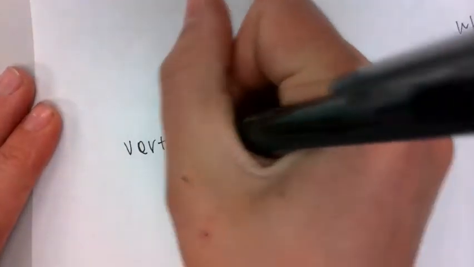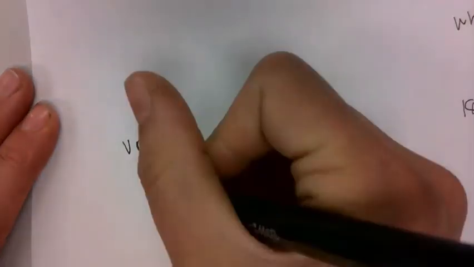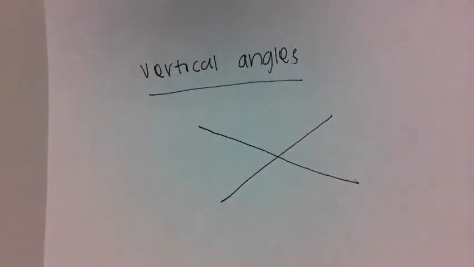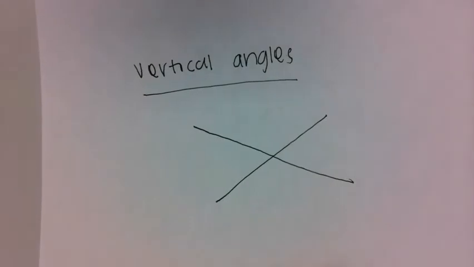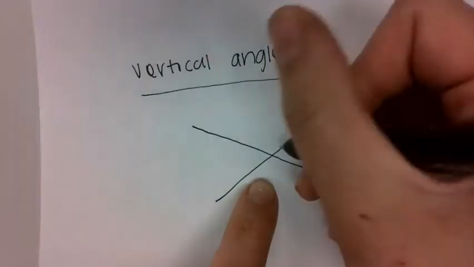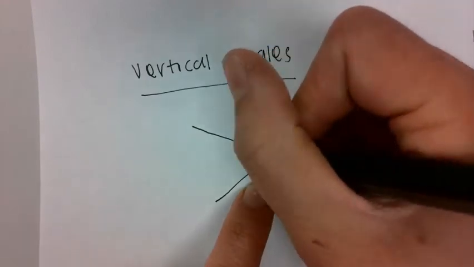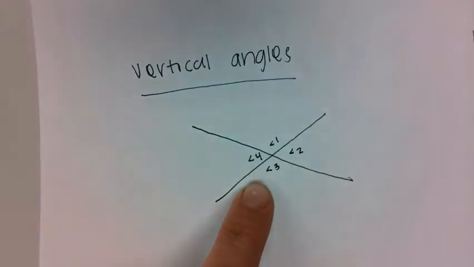Now, vertical angles are formed by two crossing lines. So this diagram makes a couple pairs of vertical angles, and I'm going to mark them in here. This is angle 1, angle 2, angle 3, and angle 4.